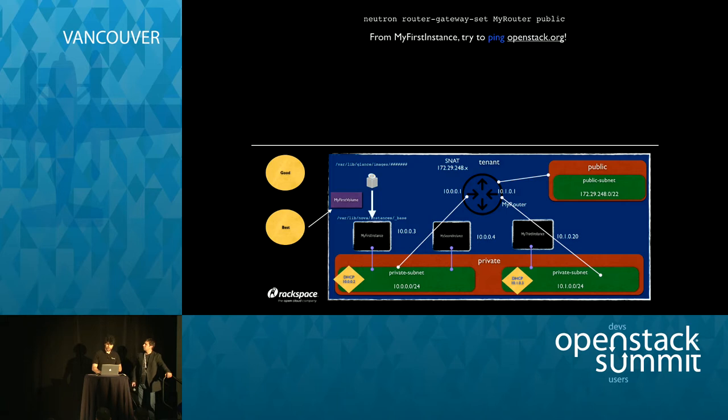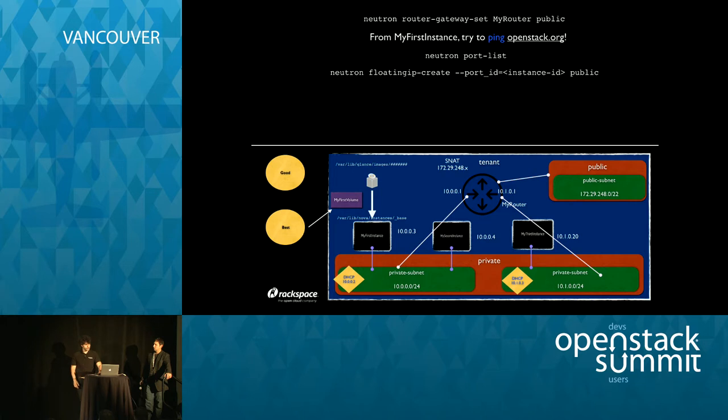Then, we're going to go ahead and ping openstack.org. That should work fine. We'll do a Neutron port list. I don't want to be going quickly, I'm showing you what we would do here. Neutron floating IP dash create. This is actually the IP creation. It's going to pull an IP address.